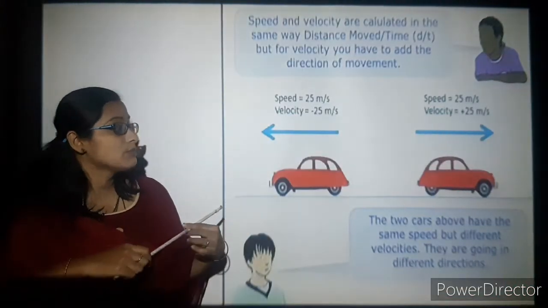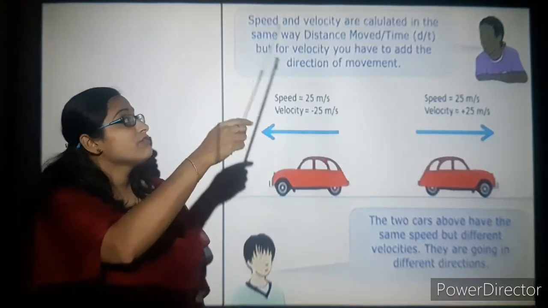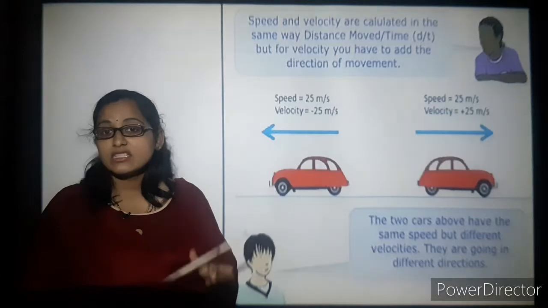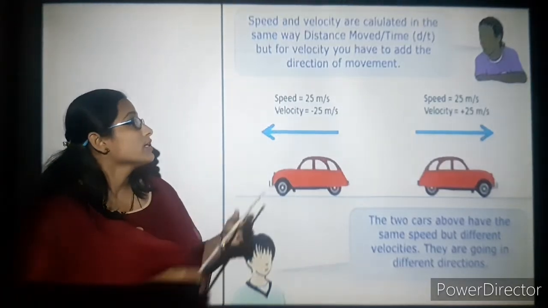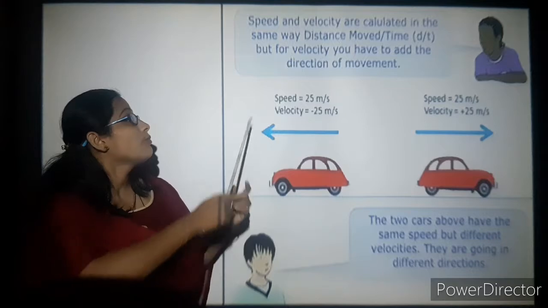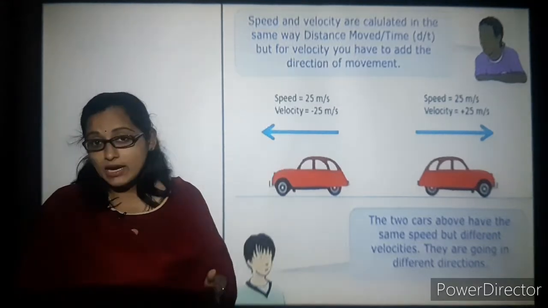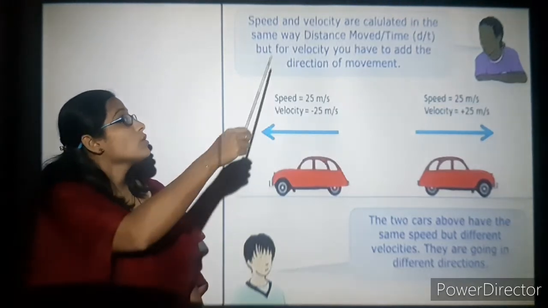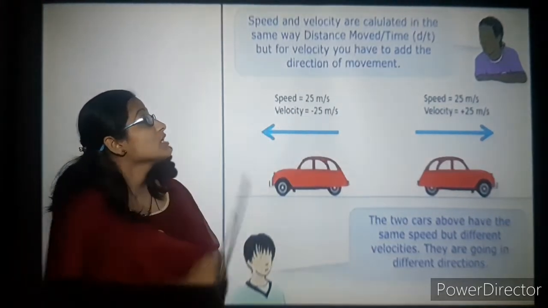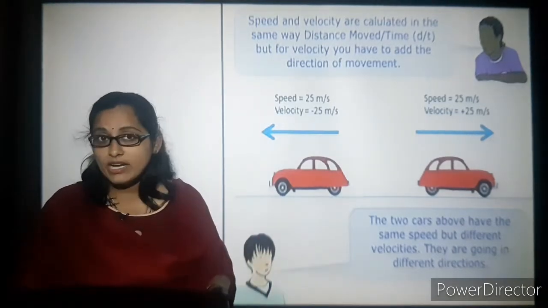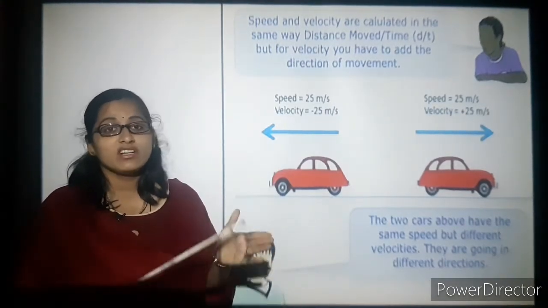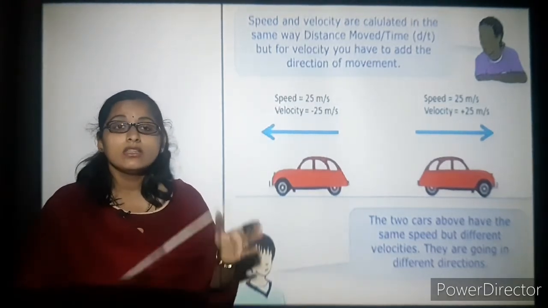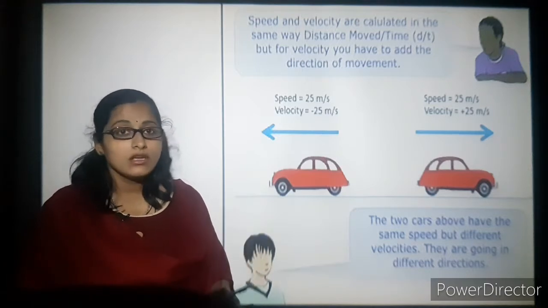Let's see more examples. How are speed and velocity calculated? It is in the same way, distance moved divided by time, so it is d by t. But for velocity, what do you need to add? For velocity you need to add the direction of the movement. So the only difference is that speed and velocity are both distance moved by time, but for velocity you need to mention the direction in which the object is moving.